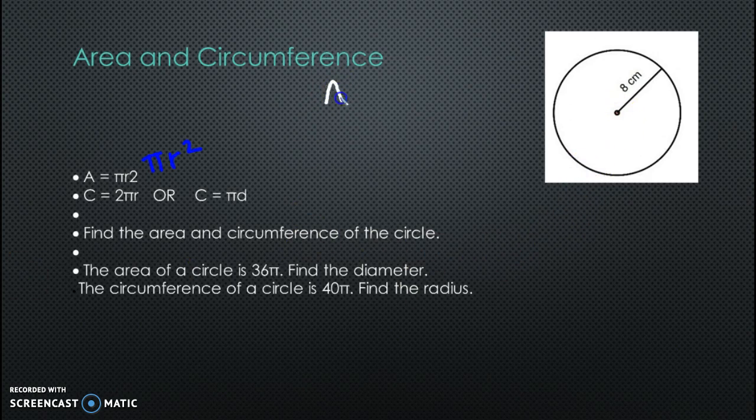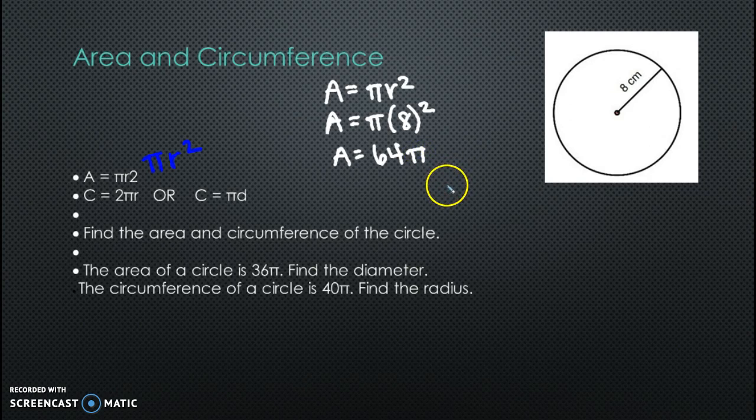So to find the area, we're going to do pi r squared, and so my radius is 8. So I have pi times 8 squared, and that is 64. So I'm going to leave my answer as 64 pi. We're going to leave it exact. We don't want to plug in and round, so we'll leave it as 64 pi, and then that's going to be centimeters squared.